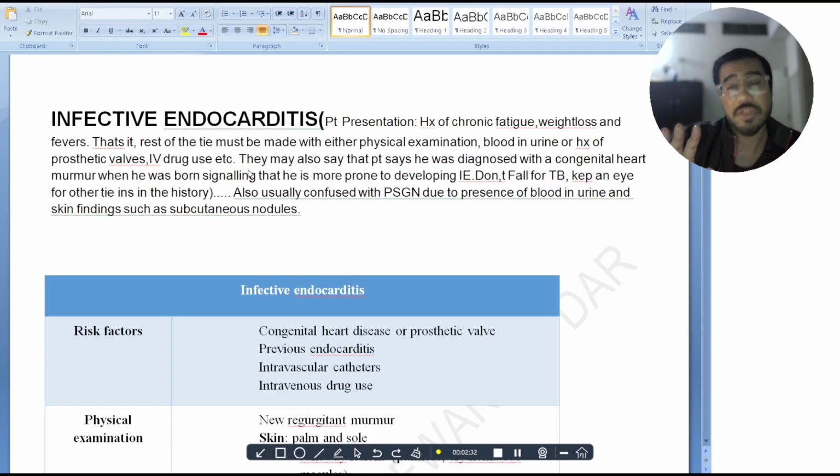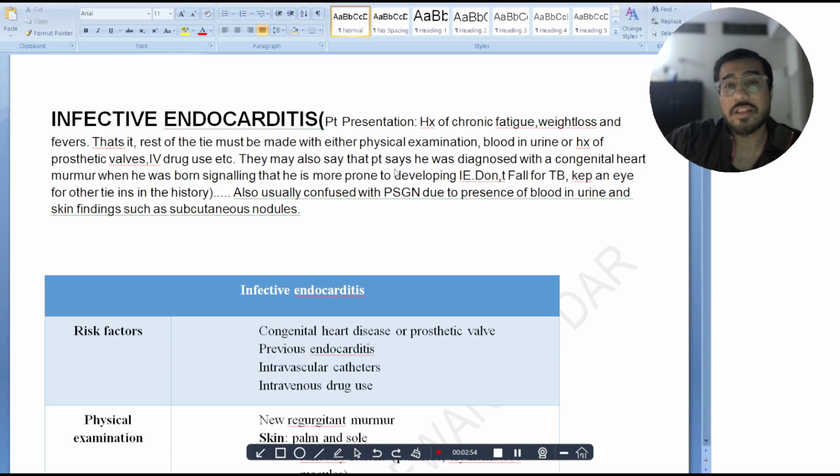If transesophageal echocardiography is not listed in the options, you use transthoracic echocardiography. But the more high yield and more specific one is the transesophageal echocardiography, because it visualizes the vegetations better. Obviously it's going through the esophagus, it's not from the thorax, so that's why the visualization is better.